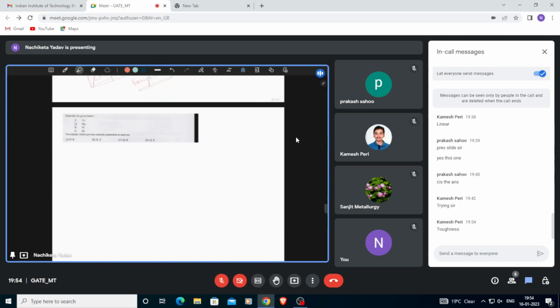This is also a simple question. Two metals which provide cathodic protection of steel. In the electrode potential series, you will find that zinc and magnesium are placed higher, so they act as cathodic protection. So Q and S, this option is right.